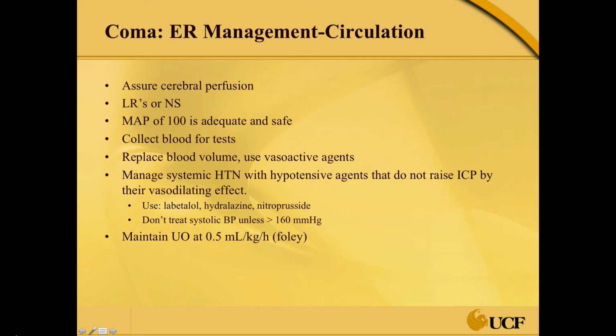Don't treat systolic pressure unless it's greater than 160, and we want to make sure our urinary output is at 0.5 mLs per kg per hour, and that they are full lead, although I will tell you that there's some controversy with that because Foley catheters have been associated with rises in ICP. But then again, what are you going to do? Let the patient urinate all over themselves? We need to be measuring urinary output, so they're going to have a Foley.